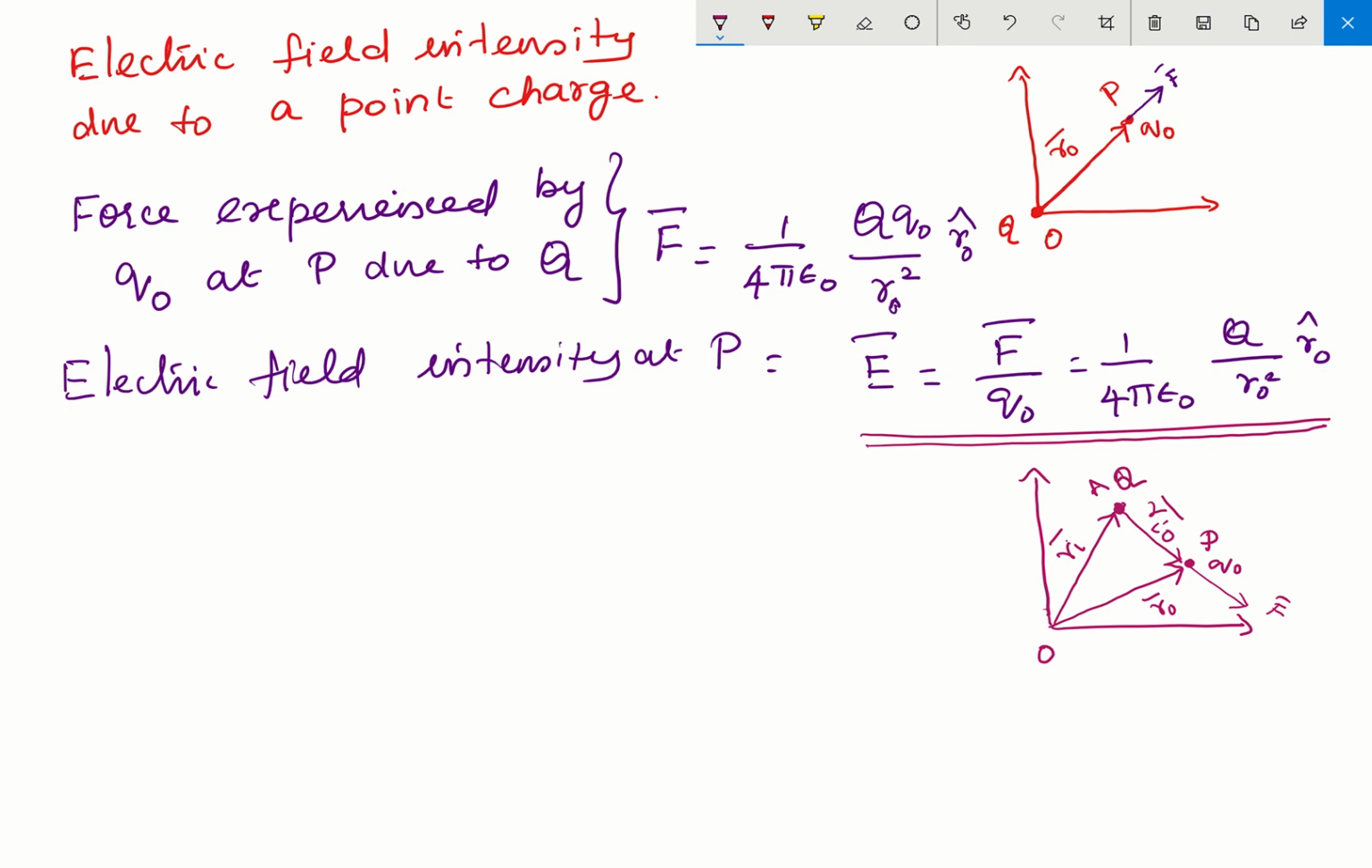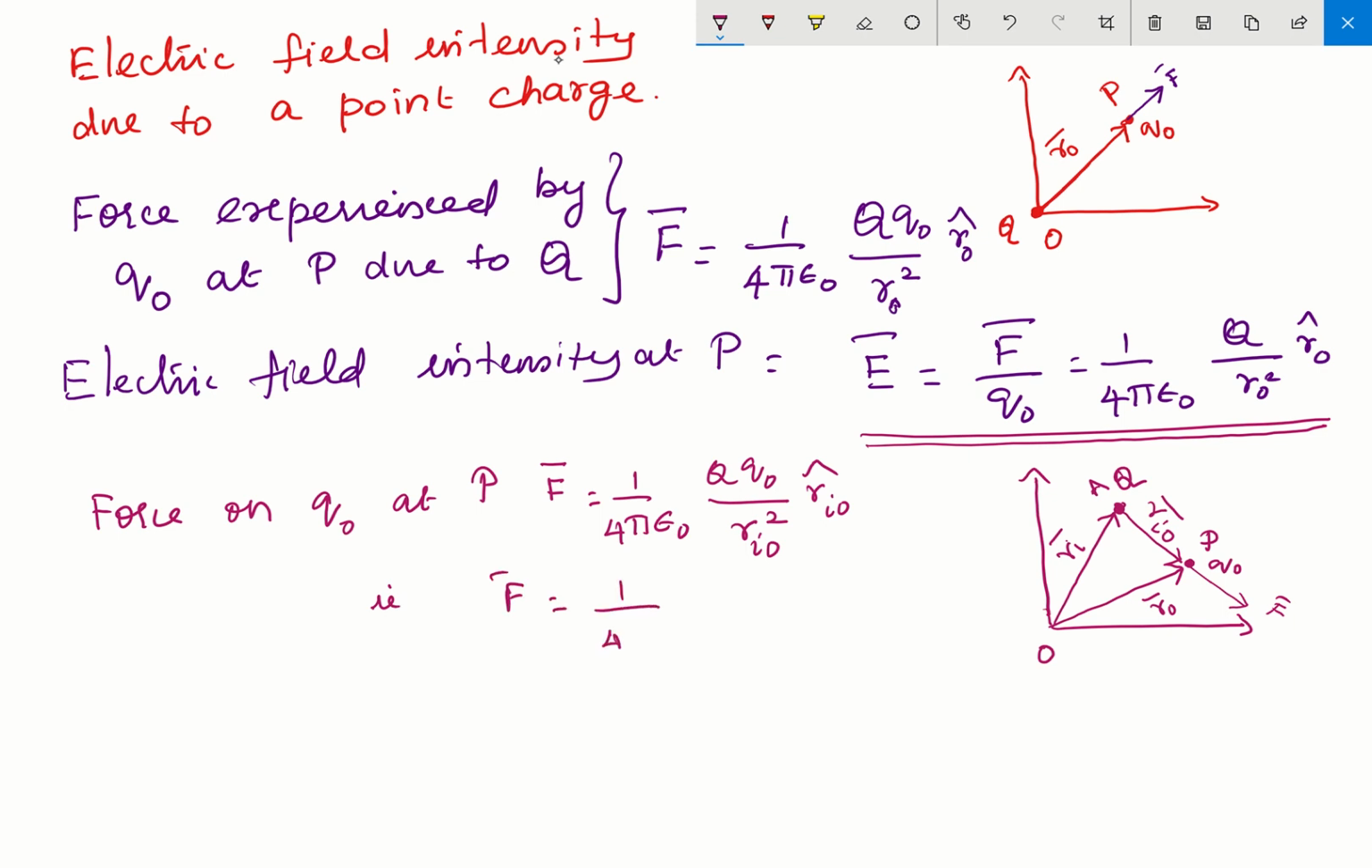Okay. How? What is F? Force on Q naught at P. That is F, equal to 1 by 4 pi epsilon naught Q Q naught divided by R i naught the whole squared, R i naught unit vector. Both are separated by R i naught, the distance of separation between capital Q and Q naught. Therefore, F is equal to 1 by 4 pi epsilon naught Q Q naught divided by R i naught cube, R i naught vector. Here it is a unit vector, here it is a vector.